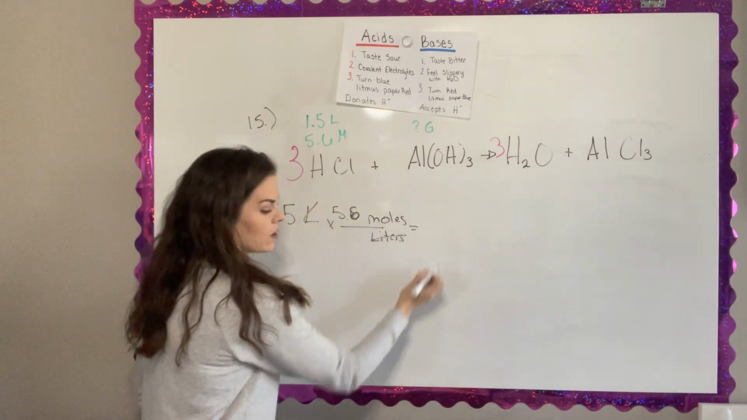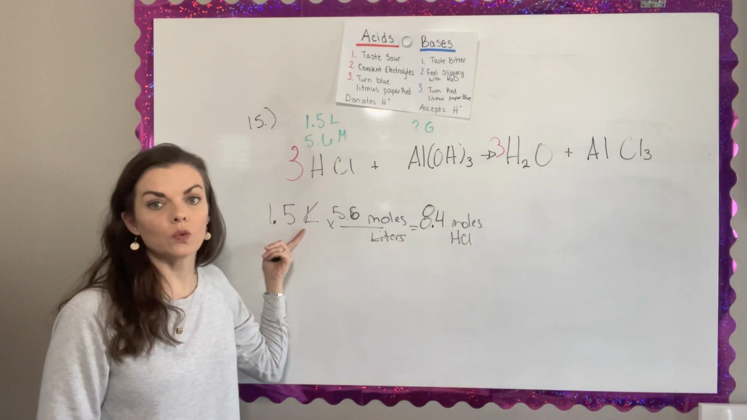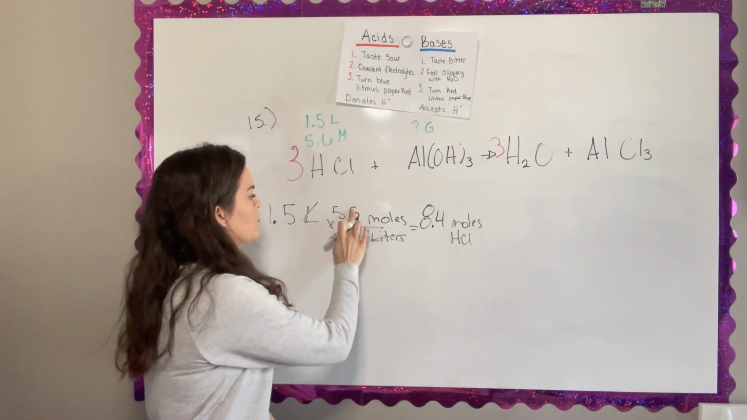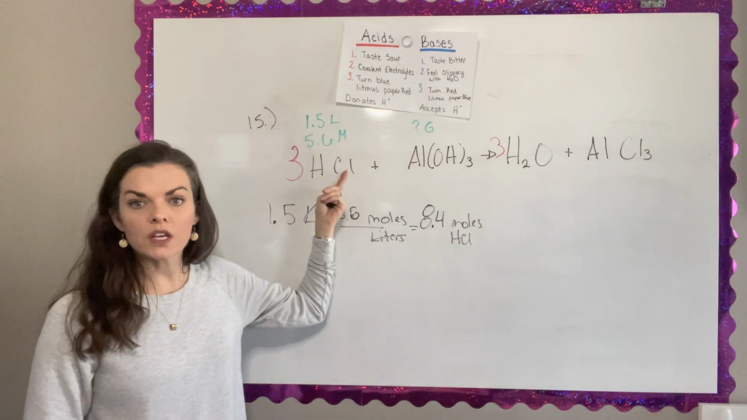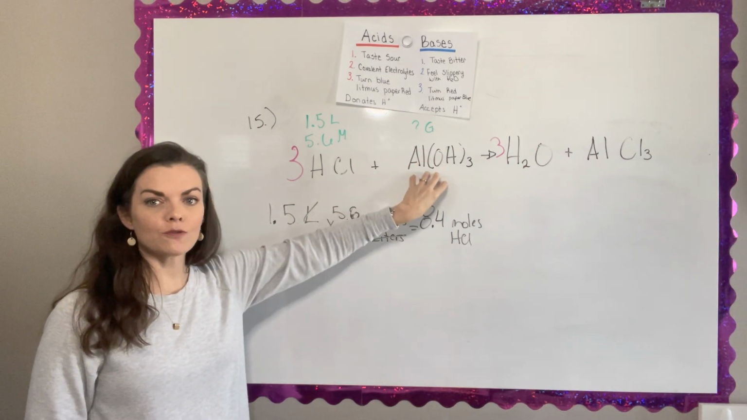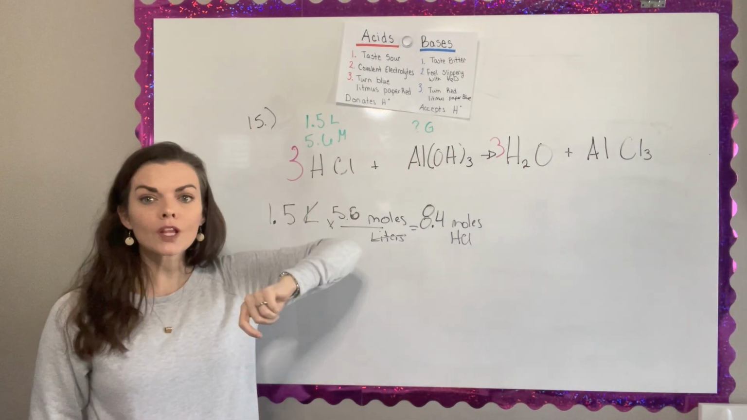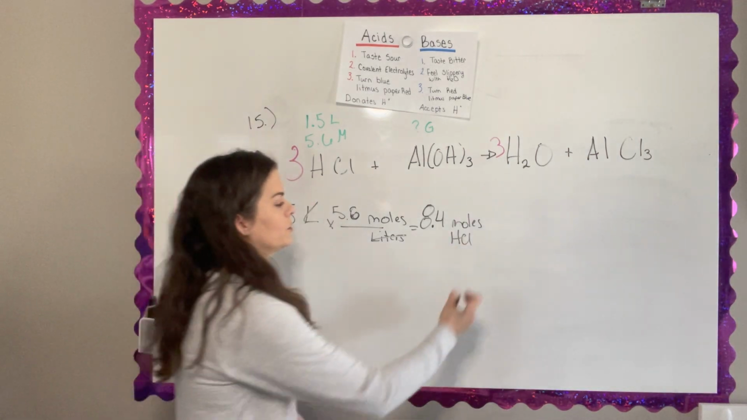Liters will cancel out, and you're left with 8.4 moles of HCl. So you're just going to do 1.5 times 5.6, getting messy today. And now once I'm in moles of HCl, I'm not looking for any information on HCl. The problem is asking for the aluminum hydroxide. So I'm going to use my balanced chemical equation to go from HCl to aluminum hydroxide.